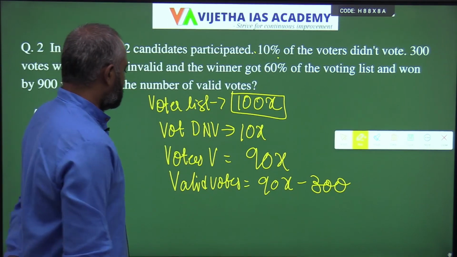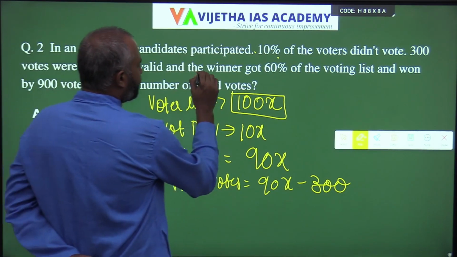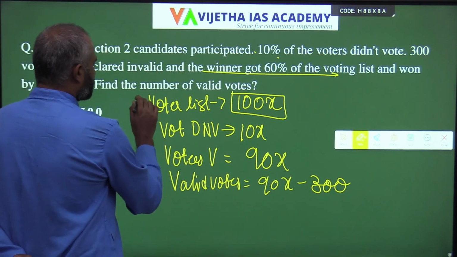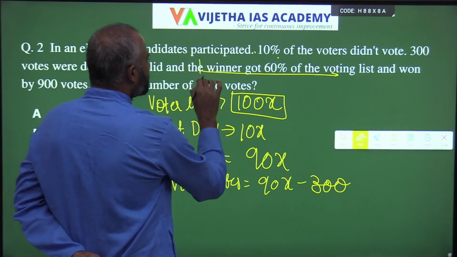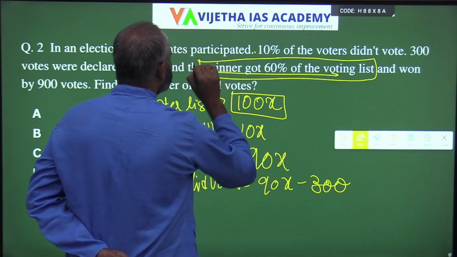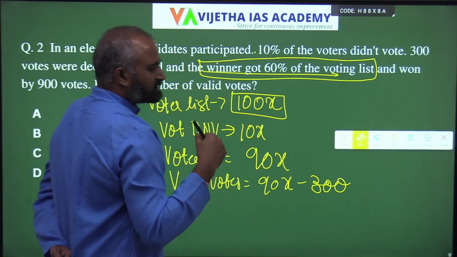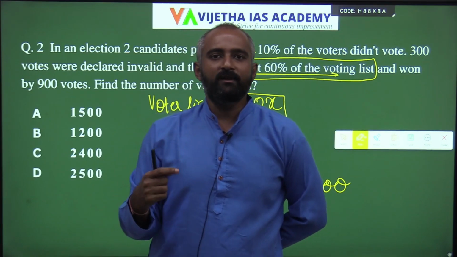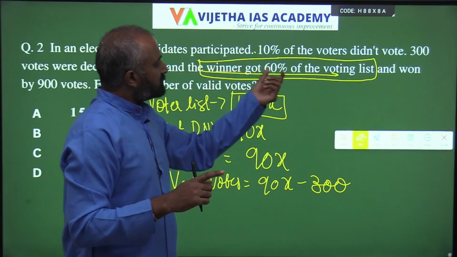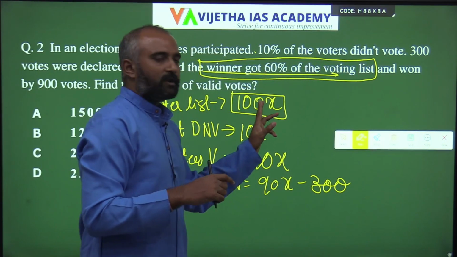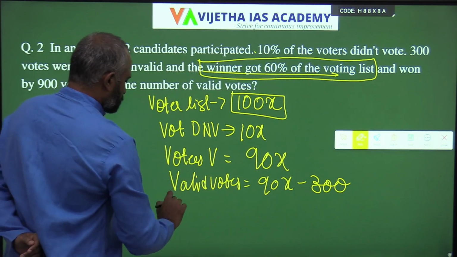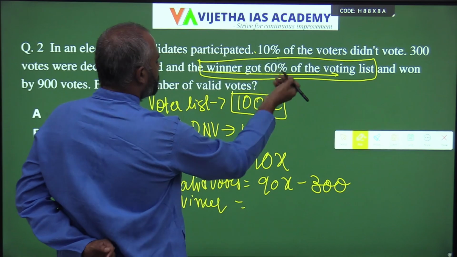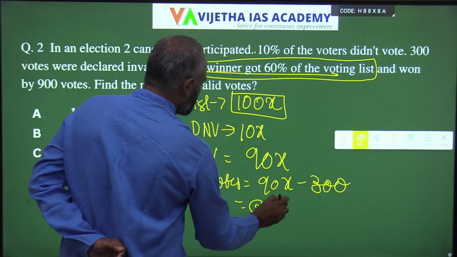And the winner got 60% of the voting list. You see, always be careful of what reference they are giving. He is not telling that he got 60% of the valid votes. The winner got 60% of the voting list. What is the voting list? 100x. So the winner's votes are 60% of 100x, which gives me 60x.